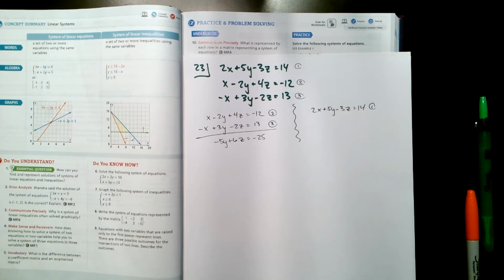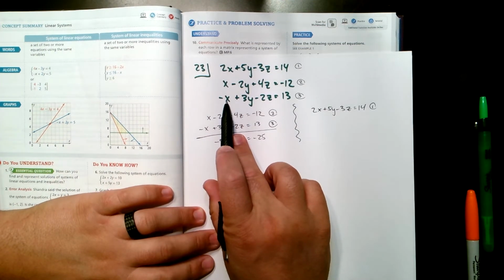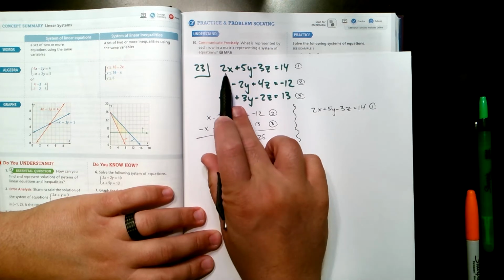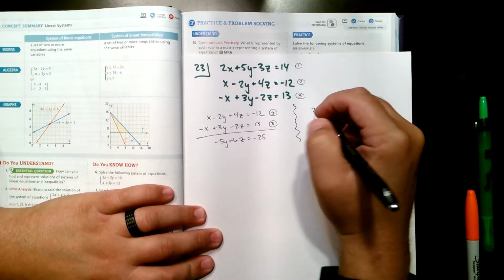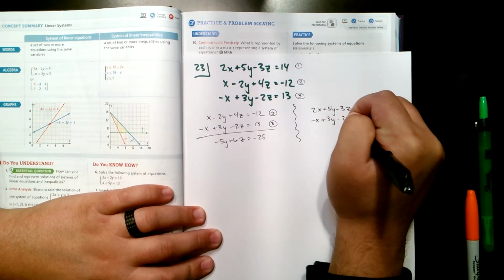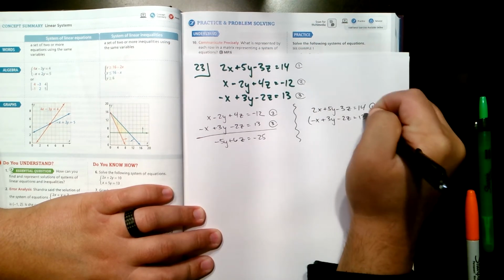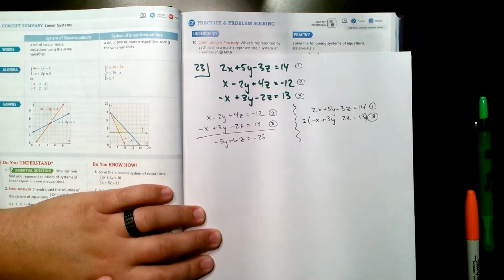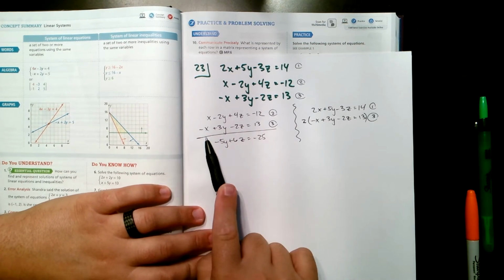Now it's your choice. You can use equations 2 or 3, whichever is going to make it easier. I think either 1, 2, or 3, you would still have to multiply. So it really doesn't matter which one you want to use. I think I'll go ahead and use equation 3 just because it's already negative. In equation 1, the x value is positive. So that way it would just kind of eliminate out. So let's get equation 3 on here. -x plus 3y minus 2z equals 13.